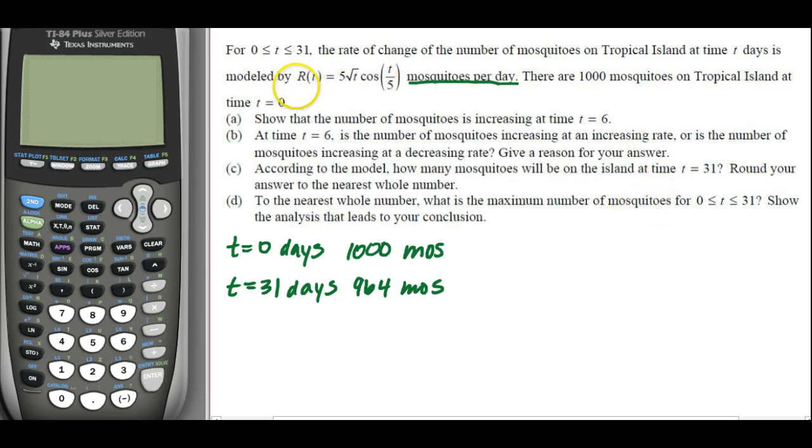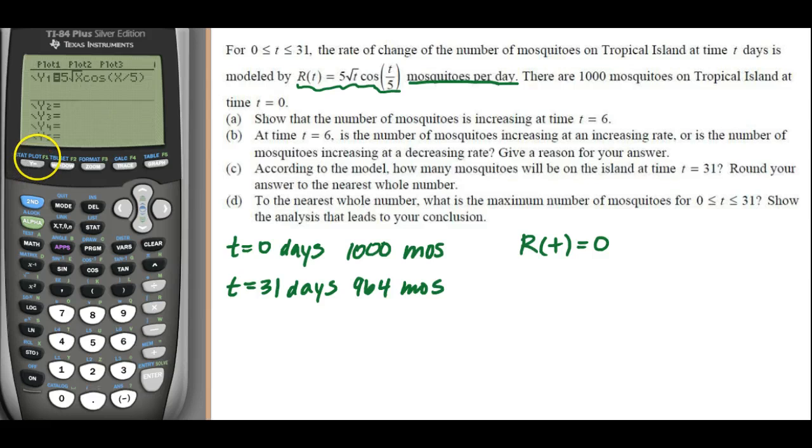And again, for the who knows how many times, this is the derivative of the function that counts mosquitoes. So we don't know what that function is. We don't have a name for it. But the derivative of that function that counts the number of mosquitoes, the rate of change of the number of mosquitoes, is R of t. So I need to set this derivative equal to 0. Because we have a graphing calculator, ultimately we're trying to figure out when R of t equals 0 between 0 and 31, so we're going to graph it.